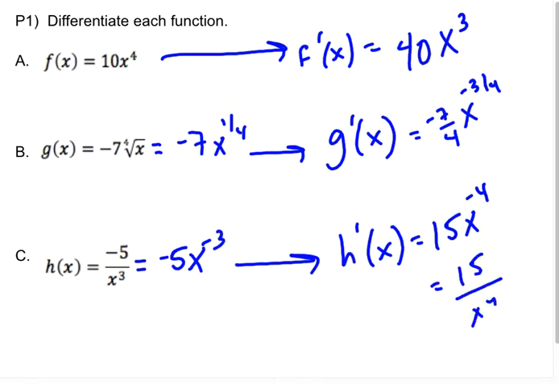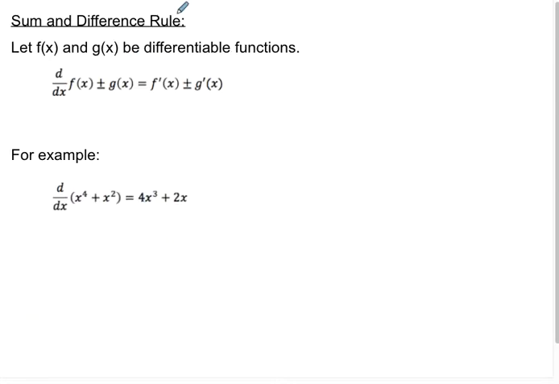All right, moving forward: the sum and difference rules. Let f and g be differentiable functions. If we differentiate a sum or difference of them, we basically just differentiate the pieces. So for instance, if I asked you to differentiate the quantity x to the 4th plus x squared, I would just differentiate the x to the 4th, keep the plus sign, and differentiate the x squared. And that's it. So let's go ahead and walk through what that looks like.